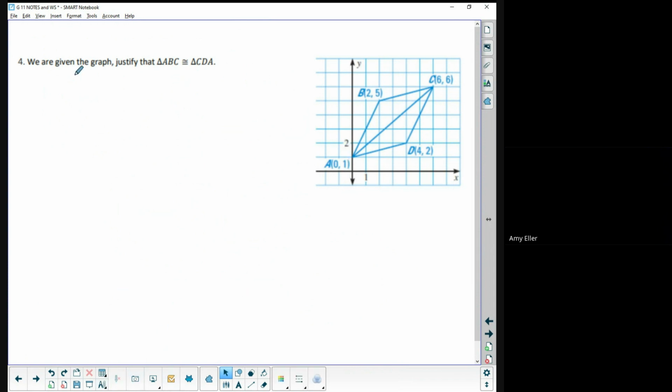Number 4. You are given the graph. Justify the triangles are congruent. What do you notice? A common thing right away. Reflexive. Let's draw reflexive. They share the side.